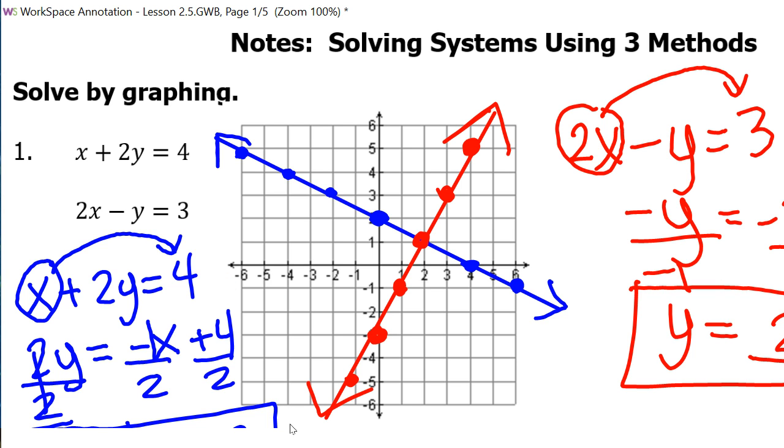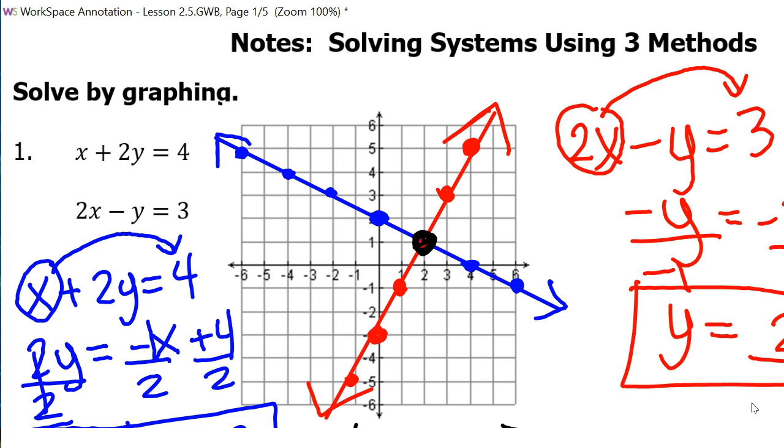And when we're looking for a solution, how do you recognize the solution? When they intersect. Yeah, the point where they intersect. So they intersect right here. And what is that point written as an ordered pair? 2, 1. Make sure you have parentheses around your ordered pair. Some of you are forgetting to do that on your assignment. Okay, so that was method number 1, solving a system by graphing.